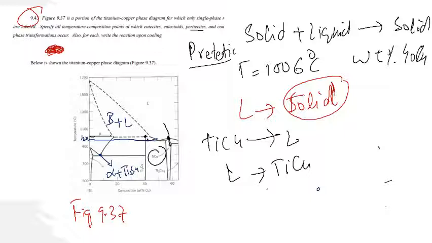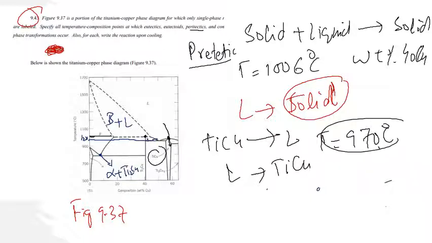So our congruent phase transformation reaction for this is this, right? So the liquid converts directly to TiCu4, and if we draw a horizontal line, right, and connect it in, it just falls below this. So the temperature is above 950 but below 1000, so the temperature is almost 970 degrees centigrade, right?